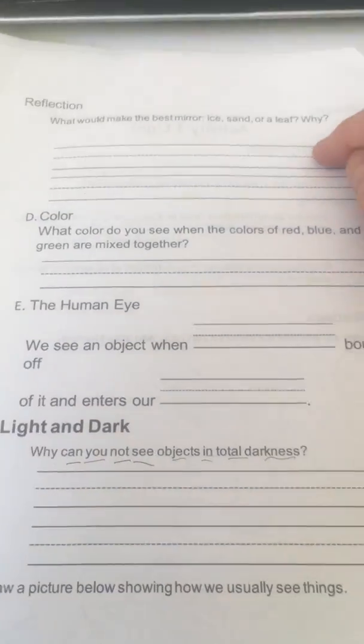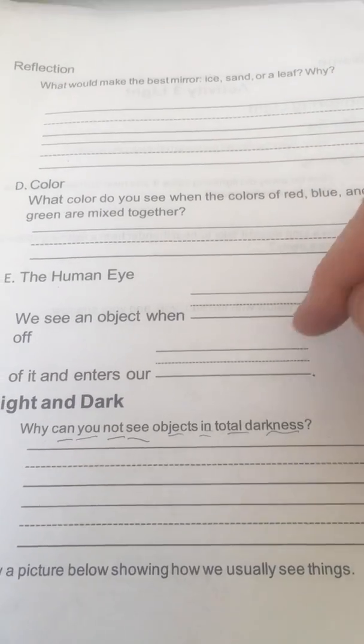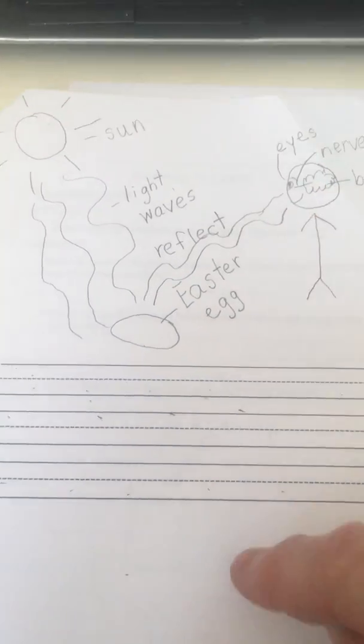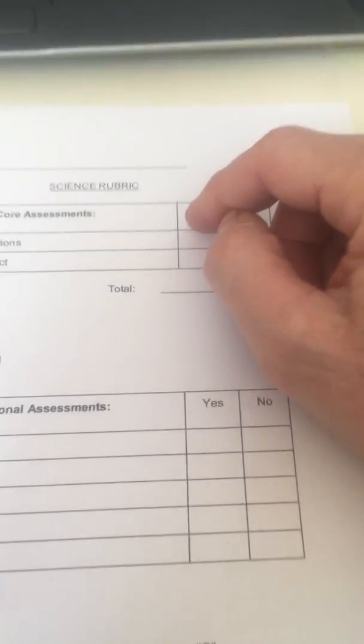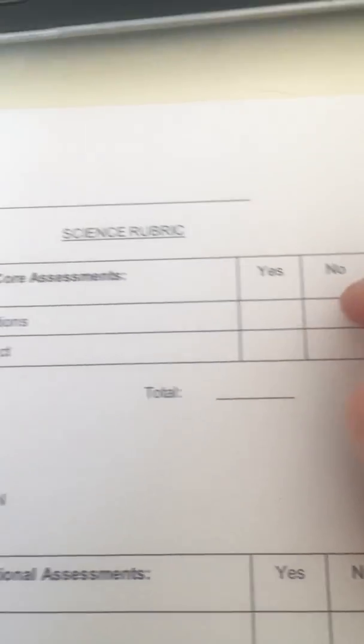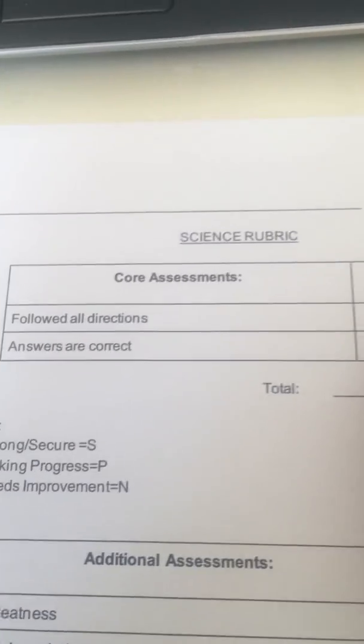Now, on the second page, I didn't write the answers, but I guided you through them. So you should have answers to all your questions on the second page, and then I just guided you through the picture and the sentence on the third page. So if you did all those directions, then click or put a plus in yes. If not, then put a minus in no. That'll be something you can go back and fix.